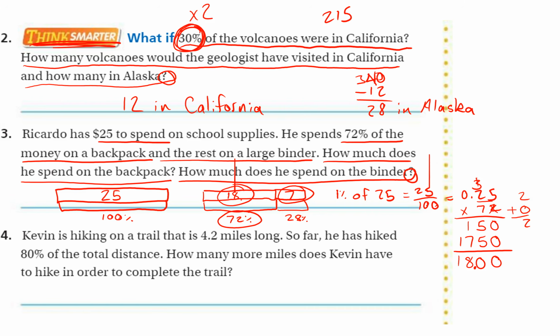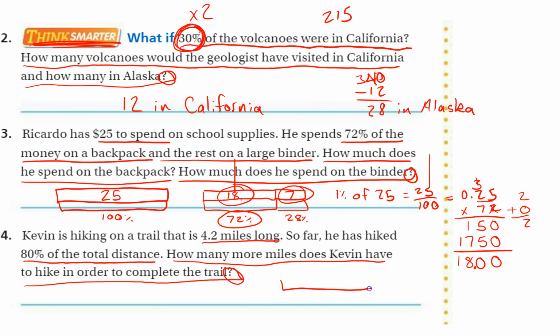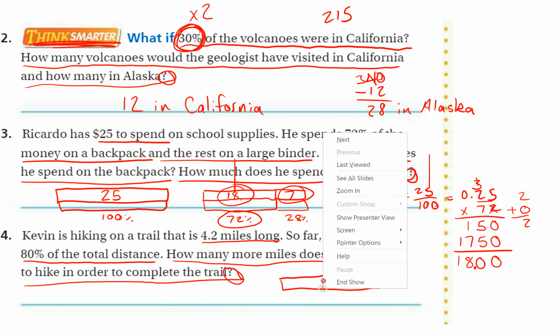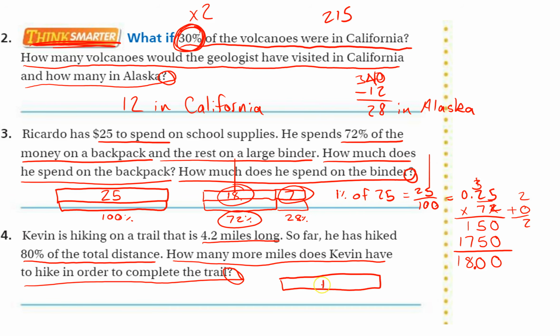Kevin is hiking on a trail that is 4.2 miles long. So far, he's hiked 80% of the total distance. How many more miles does Kevin need to hike in order to complete the trail? So again, I can make a model. The entire thing is 4.2 miles long. That would represent 100%. Okay. And he's already gone 80 of that.